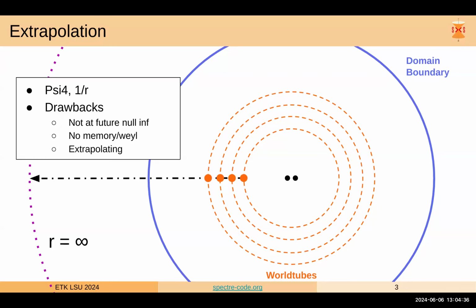And then also, it's extrapolation. It's not like you're evolving your space-time out to future null infinity. You're just taking a couple data points from inside your evolution and extrapolating all the way out. And so there can be some inherent error in that method.